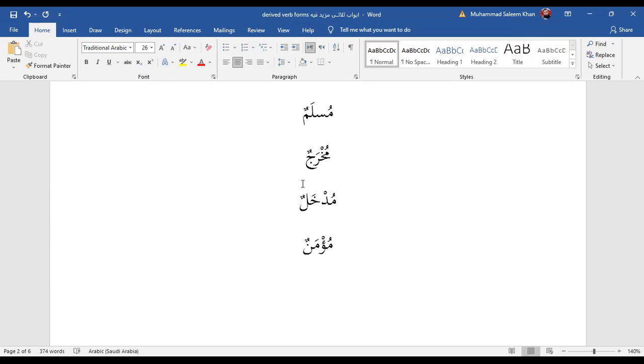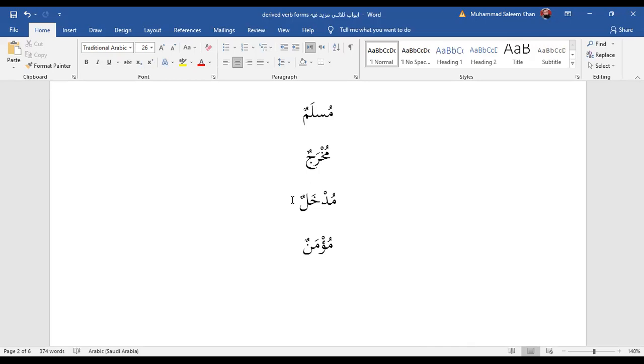Now we'll never forget. For example, sir. Dakhala means to enter. Adkhala means to enter someone into something, as you always say, adkhil. So you enter when you enter by yourself into something.